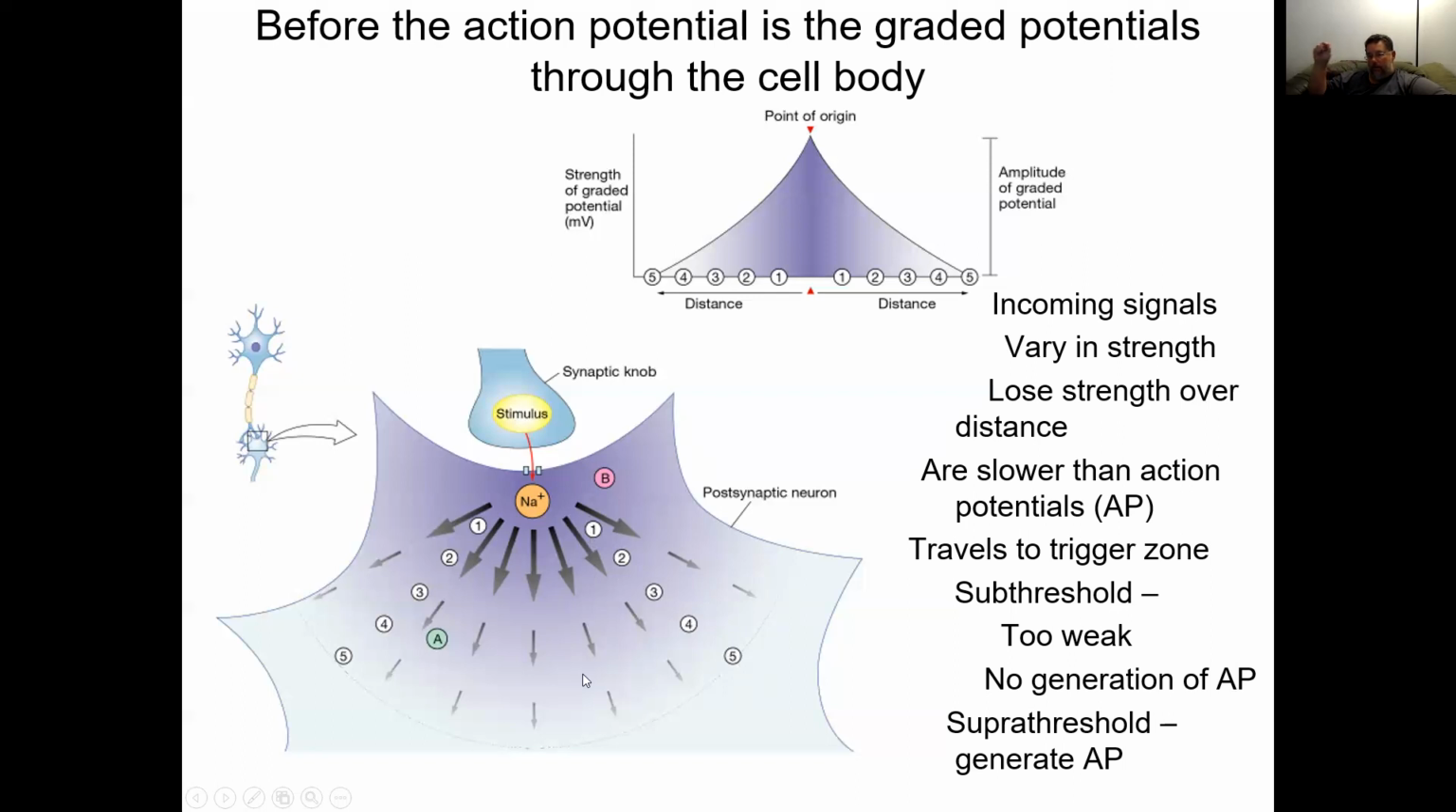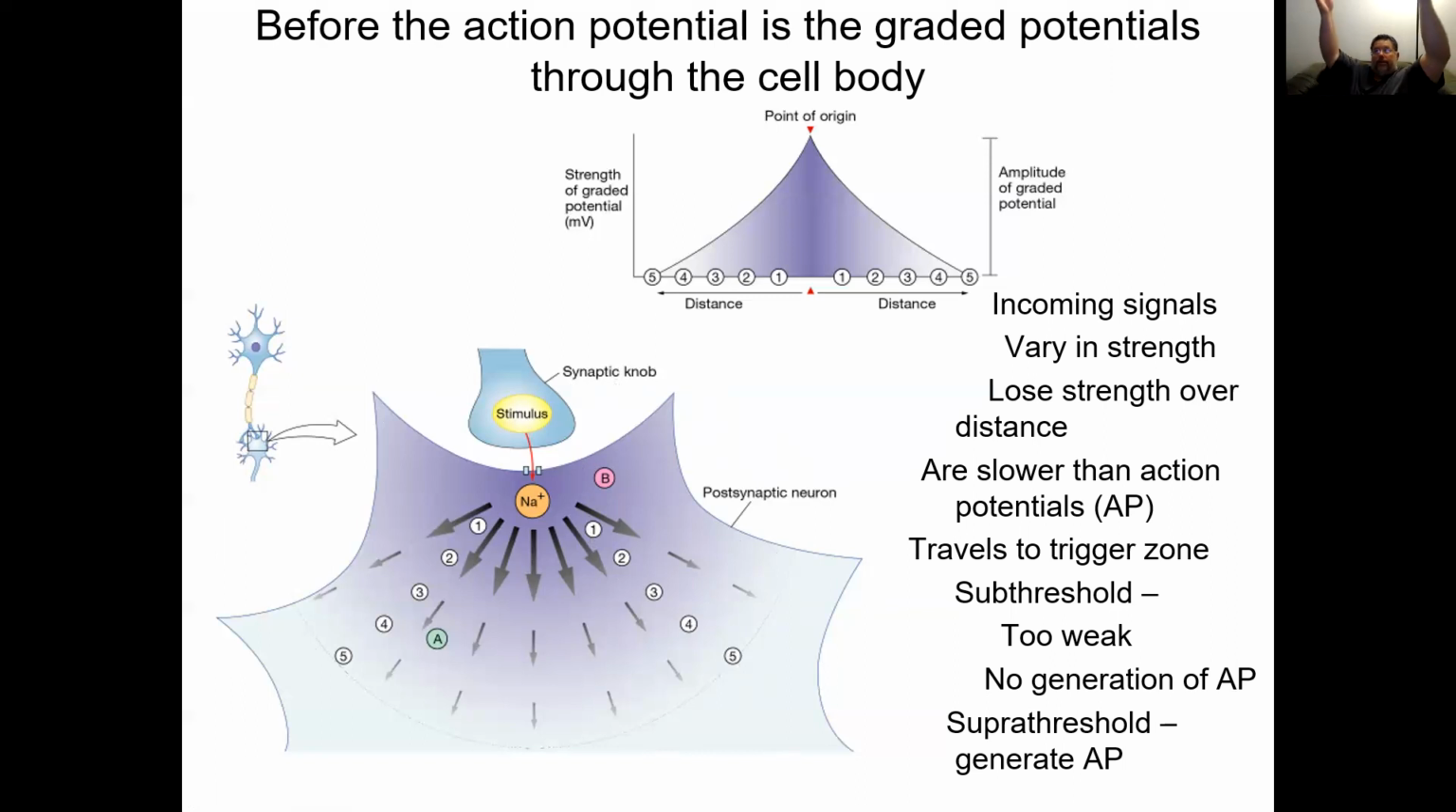Now, this can be loaded with axon terminals, causing sodium to come in throughout all different regions. When this sodium travels through the cell body, it's going to reach the axon hillock. This is the trigger zone. This is the deciding zone on whether or not an action potential will actually occur down the axon.